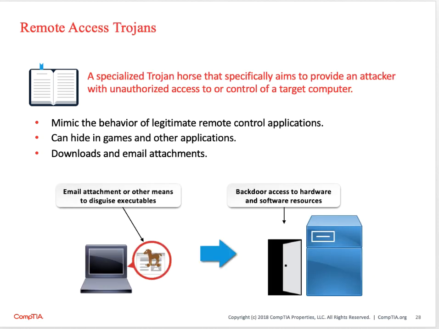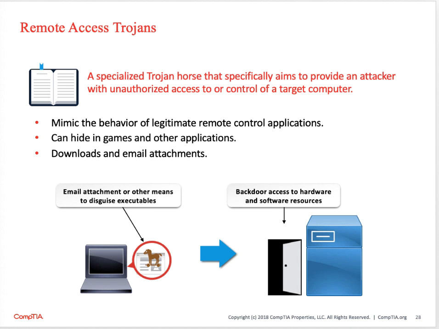So, a remote access Trojan. Once again, this is going back to what I was talking about. As I said, a lot of times Trojans are used to create a back door, right? In this case, this is a specialized Trojan horse that specifically aims to give us control of the target computer. You're going to see this referred to most likely on the test as a RAT, remote access Trojan.